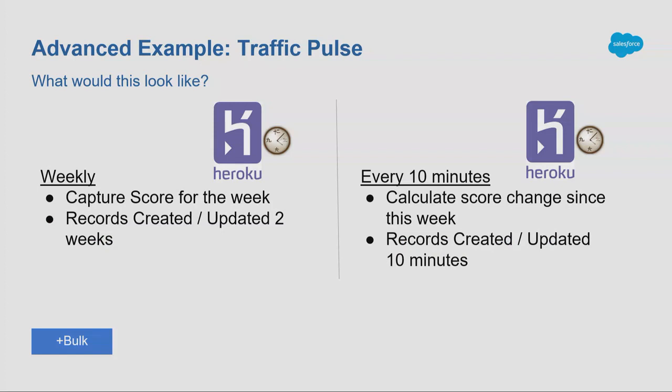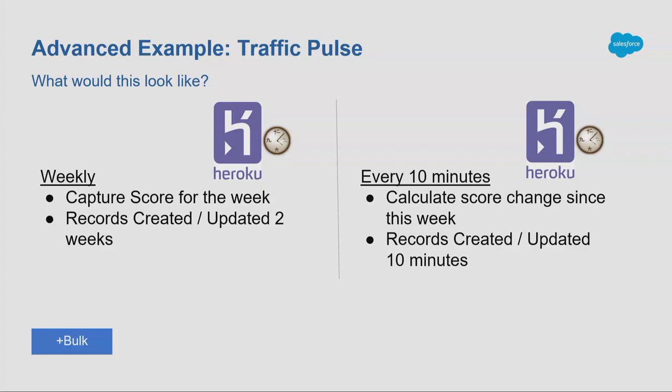I built a weekly job that used the prospect endpoint, captured that score at the end of the week, and wrote that to a custom field. Then I have a separate process that runs every 10 minutes in Heroku, grabbing all the prospects that have had activity or been updated in the last 10 minutes, narrowing down the list to just the people that are relevant.